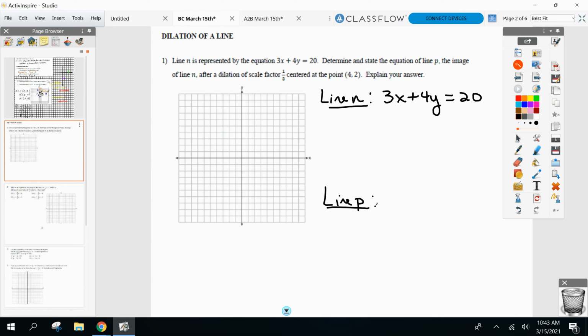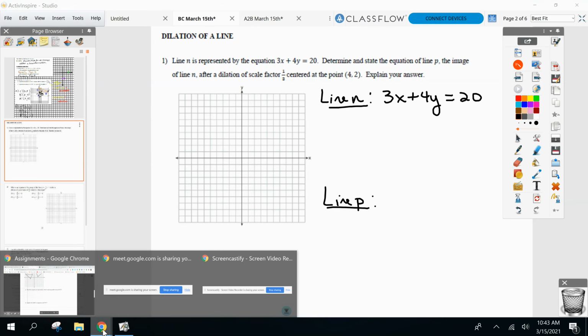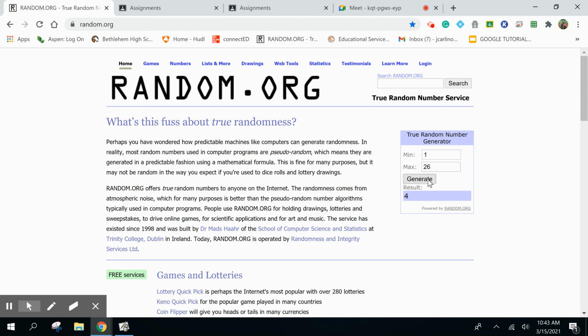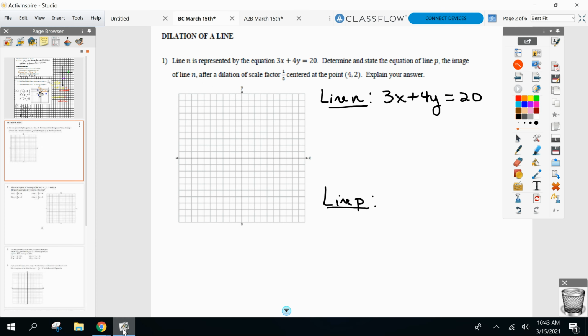I gave you guys a graph for a reason. I want to see what this line looks like. Can I get somebody's help putting this into y equals form so I can graph it? 3x plus 4y equals 20. Sabrina, can I get your help putting that in the y equals form? Just let everyone know what you're doing first. What do you want to do first to get it into y equals form?